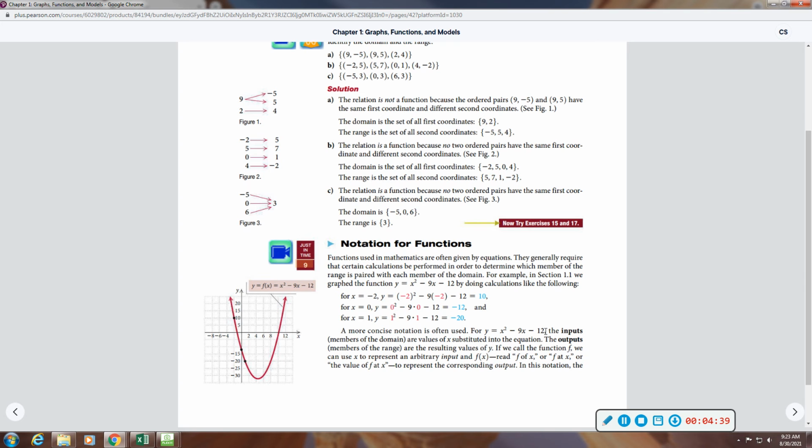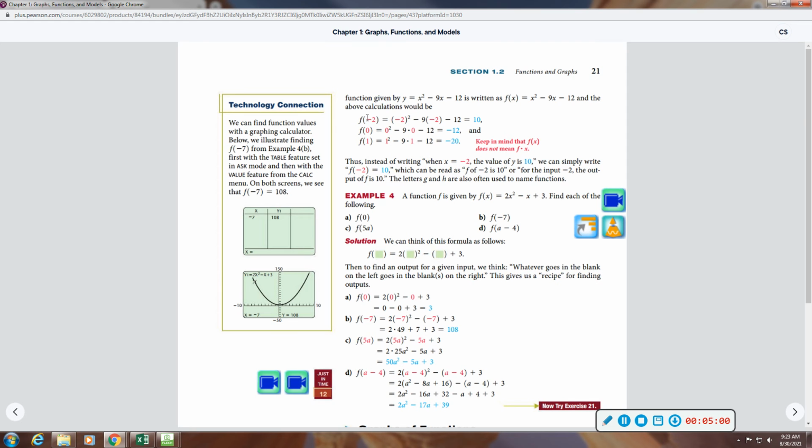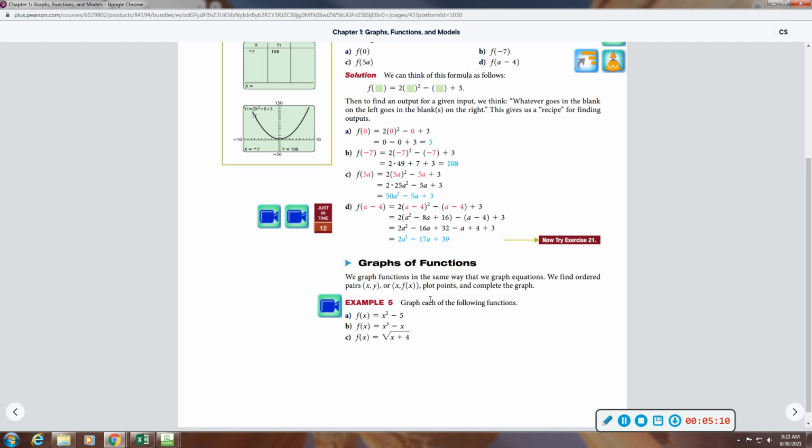So we have this y equals, the inputs are members of the domain or x values, so a third term to describe that, and then the outputs are the range, the y values. So you input some x, you solve it, you get out a y value. Input, output. So we'll see some more examples of that. So now you see this function notation f of -2 coming from this equation. They plug it in and they solve it. So they give you a little bit more explanation and some problems to solve. And then we have graphs.